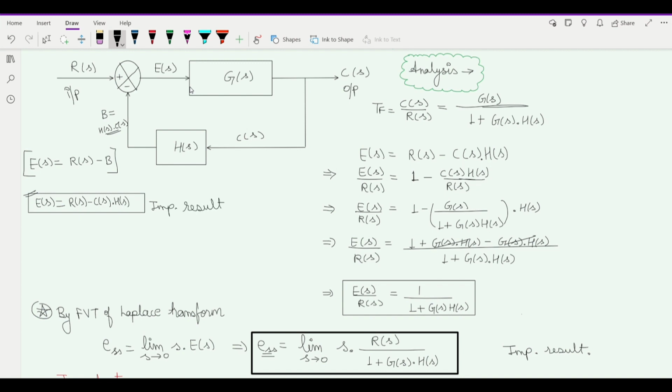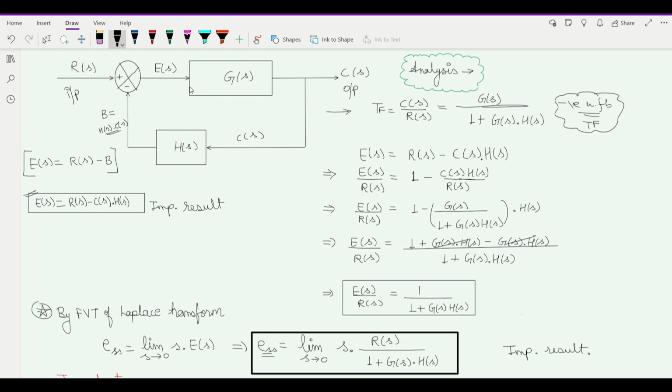Considering this block diagram, the transfer function we can obtain, which is output by input, equals G(s) divided by 1 plus G(s) into H(s). This is the negative feedback transfer function. I think this is very basic and you all know that.